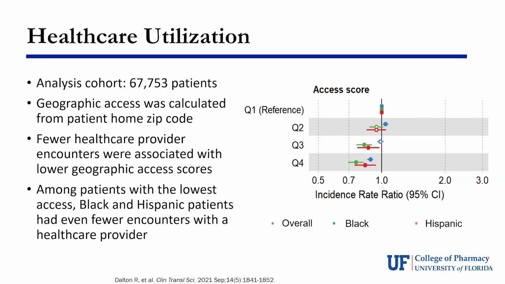And what we found here, so this figure is actually healthcare encounter, so an encounter with a healthcare provider. And what we found was that patients with lower geographic access scores had fewer encounters with a healthcare provider, which means that our estimates worked, right? And what we found was, if you broke that quartile down by race, that Black and Hispanic patients had even fewer encounters with healthcare providers than patients of other races within that geographic access group. And you can see that highlighted here, with quartile 4.